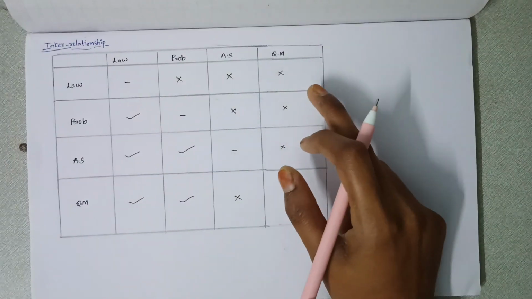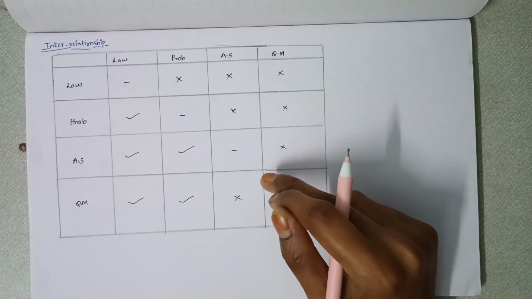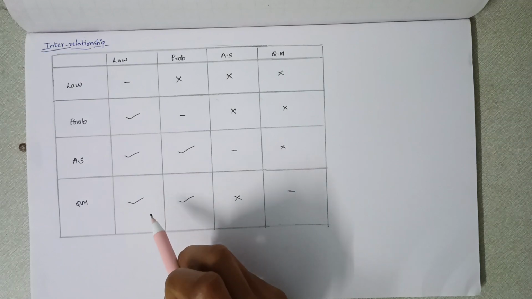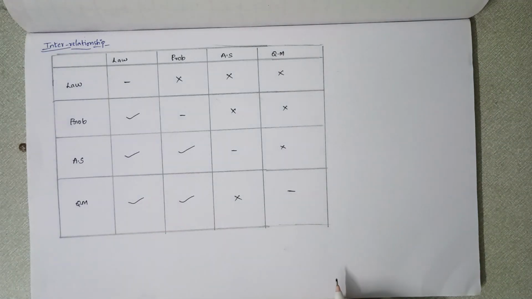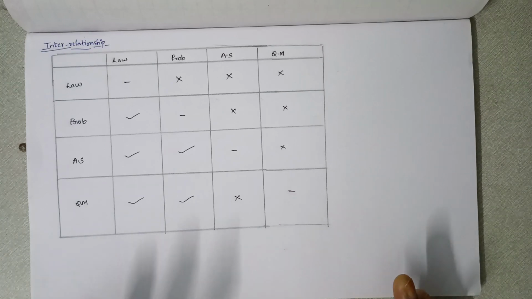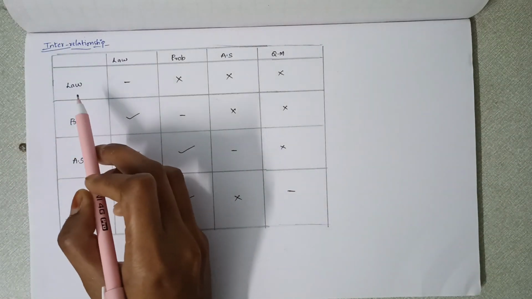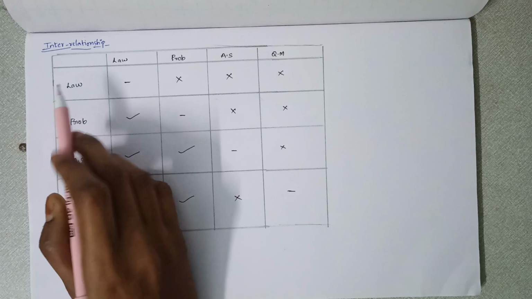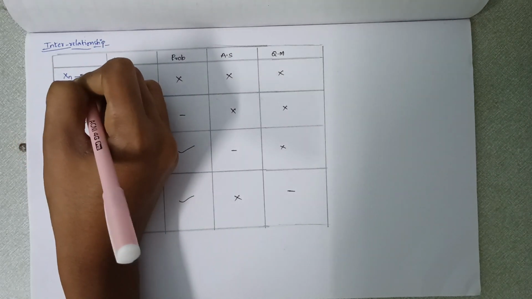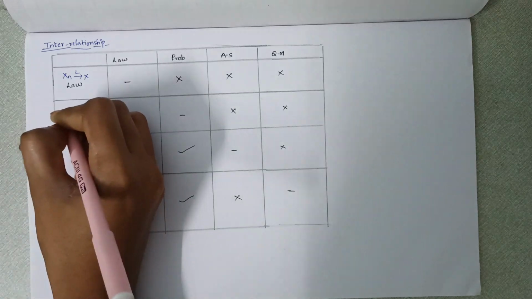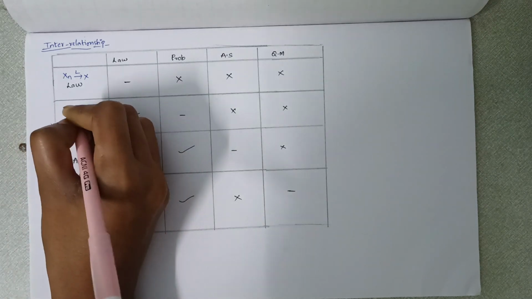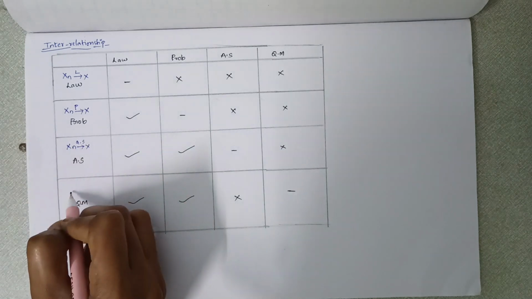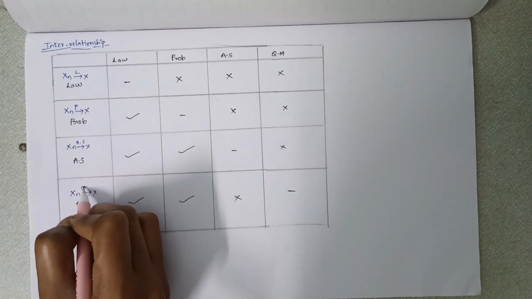The cross marks that you are seeing in this table are known as the counter implications, and the tick marks that you are seeing in this table are known as the implications. First, let us try to observe this table and understand. Here, given first is law, which is nothing but the sequence of random variables xn convergent to x in law. And xn convergent to x in probability, xn convergent to x in almost sure, and xn convergent to x in quadratic mean.